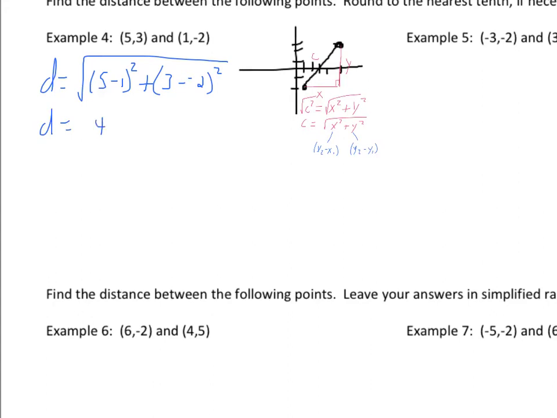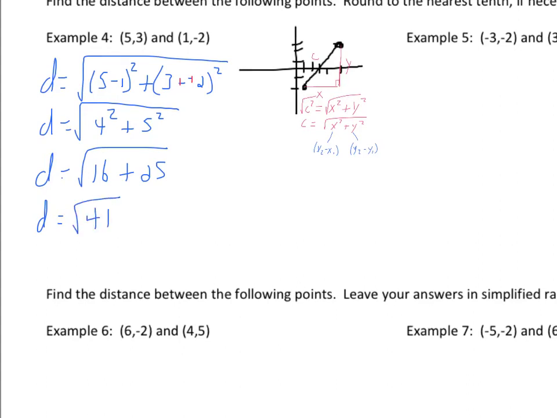So I have 4 squared, and I have minus a negative, so it becomes plus, which gives us 5 squared. That gives us 16 plus 25 underneath the root, and that gives us 41 when we add them, and that is a good enough answer. But if it says round to the nearest tenth, it's about 6.4.